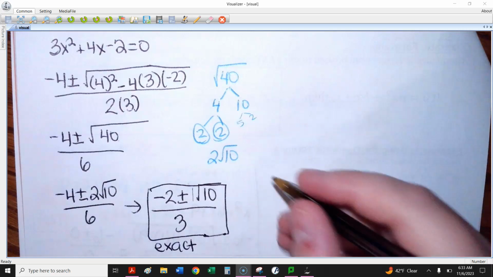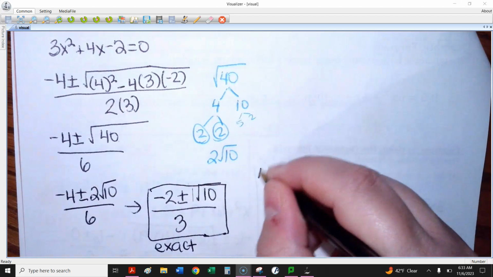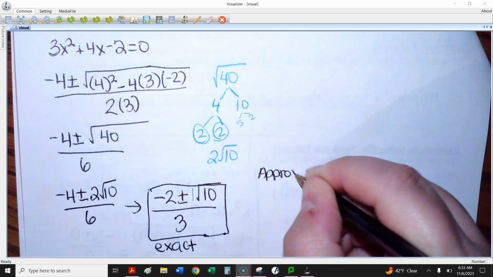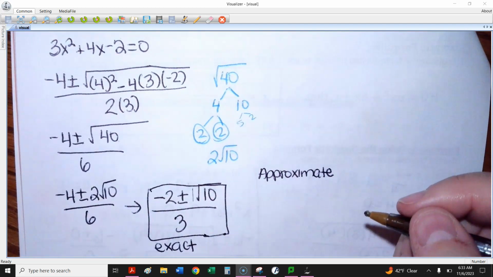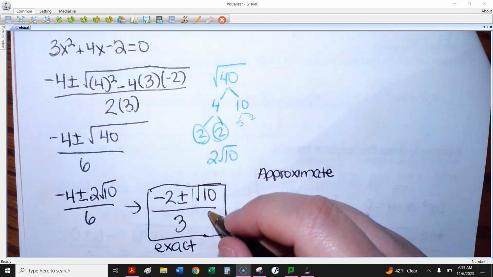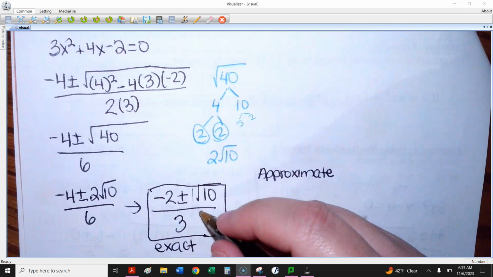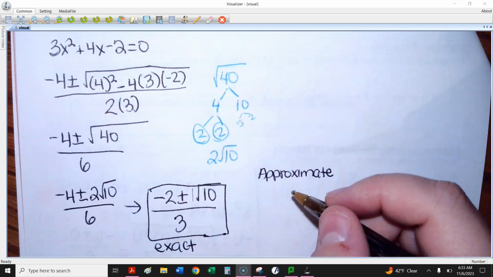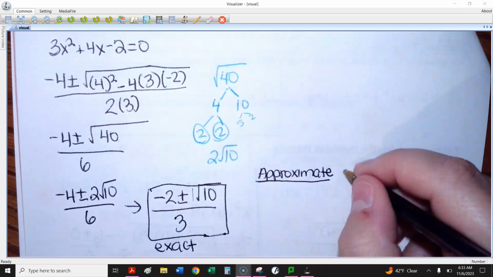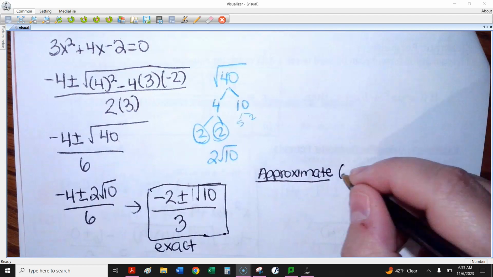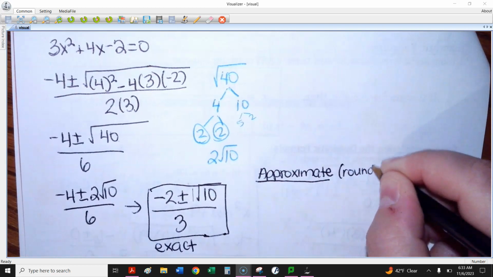If you want an approximate, and you can't do approximate solutions if you have imaginary numbers, they have to be real. So if there was an i involved in this, which there's not, we would just have exact solutions. We would not have approximate solutions. Now, approximate, and I don't think it says this in the directions, but I'm going to have you guys round to the nearest 100th.